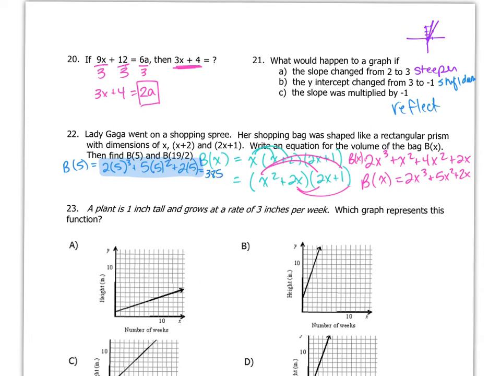And then I would do the exact same thing, and I would definitely put it in my calculator because it's a fraction. So b of 19 over 2, if you remember that alpha y equals feature, makes your fraction for you. 2 times 19 over 2 cubed plus 5 times 19 over 2 squared plus 2 times 19 over 2, and you would get 2185.